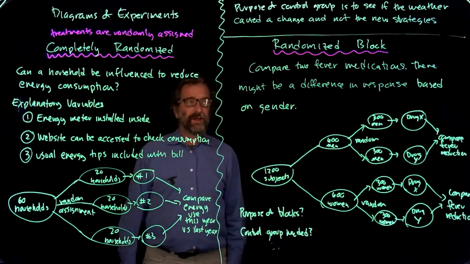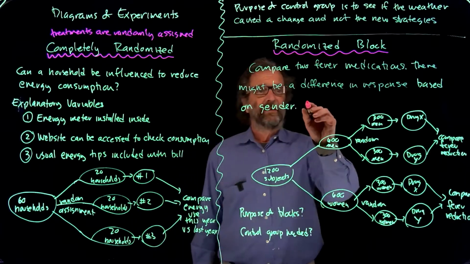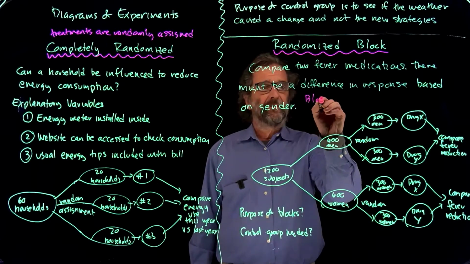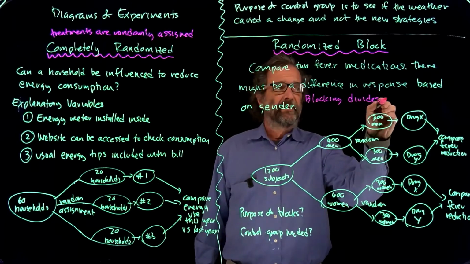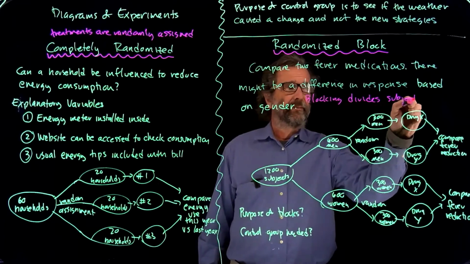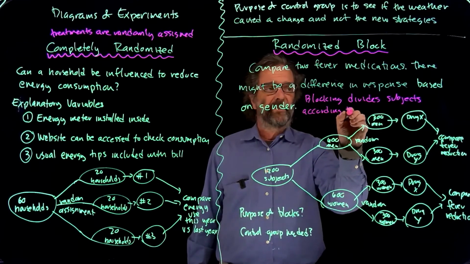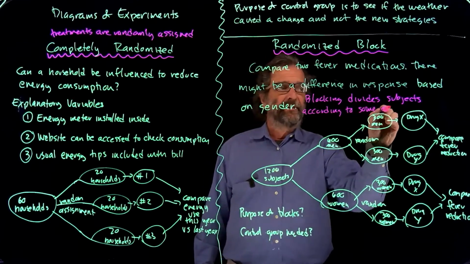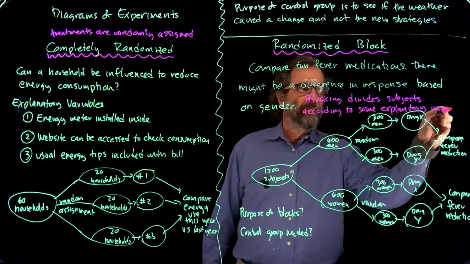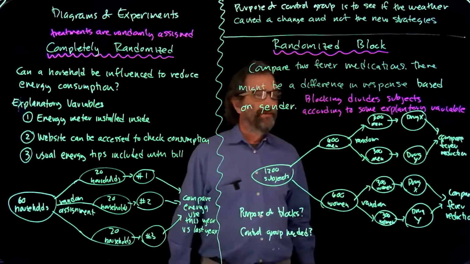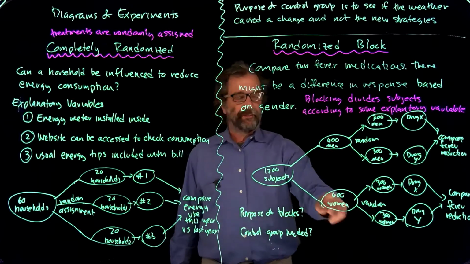Blocking is dividing the subjects into groups that have similar characteristics. So blocking divides the subjects according to some explanatory variable. So they come with that variable attached. You can't change it. People come either being men or women.